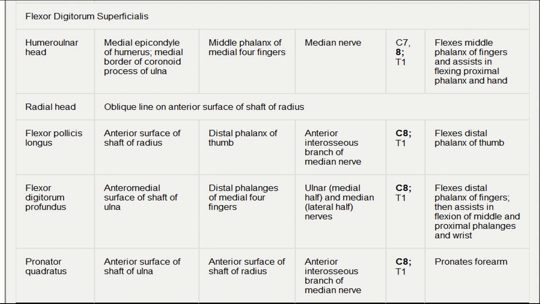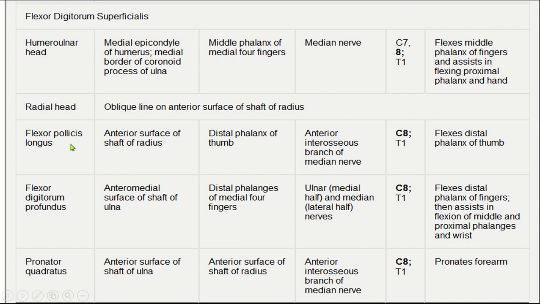So now we see the flexor digitorum superficialis. The humero-ulnar head arises from the medial epicondyle of humerus and the medial border of the coronoid process of ulna, and its insertion is on the middle phalanx of the medial four fingers. It is supplied by the median nerve, with C7, C8, T1 nerve roots. It flexes the middle phalanx of fingers and assists in flexing the proximal phalanx and hand. The radial head arises from the oblique line on the anterior surface of the shaft of radius.